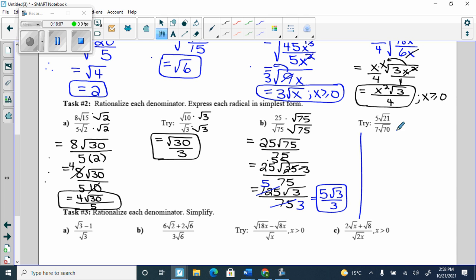And then this one I'm going to multiply by root 70. That's 21 times root 70. What is the big number? 1,470. Over 7 times 70. What does 1,470 break down into? 490.